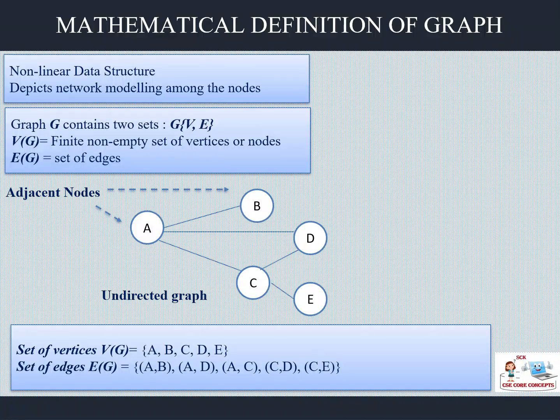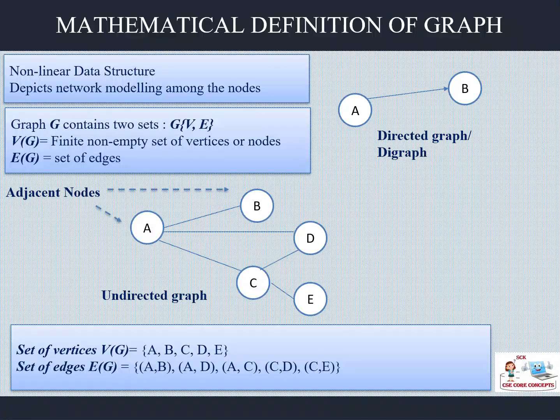Now in this graph you can see there are no arrows. The lines are simple straight lines. What does it mean? That the connectivity from A to D and D to A both exist, both are implied. So these types of graphs are called undirected graphs. They are not showing any specific direction. Whereas here you can see that from A to B I have a single line arrow. So this is a directed graph, also called a digraph.